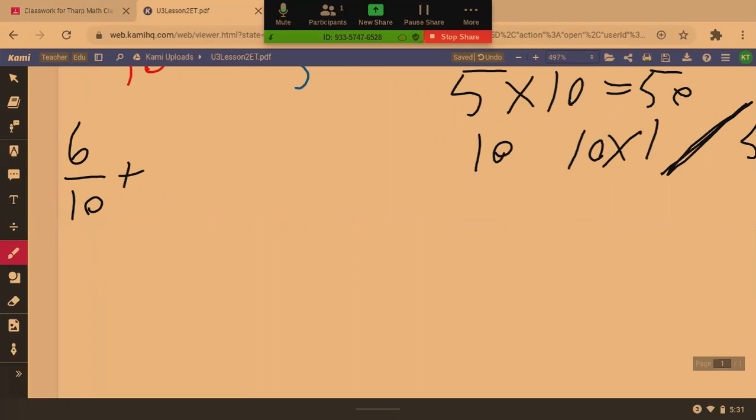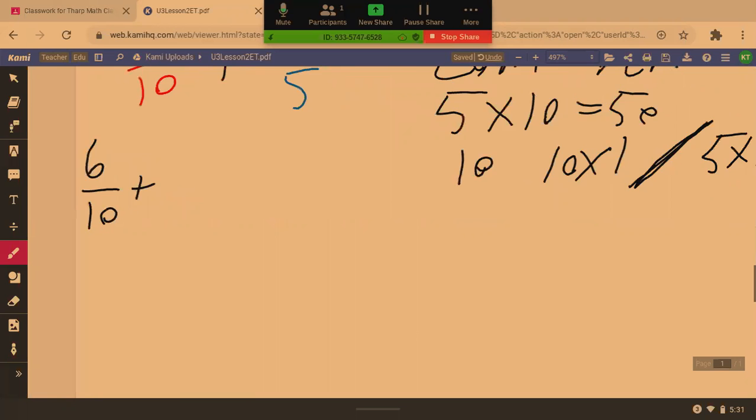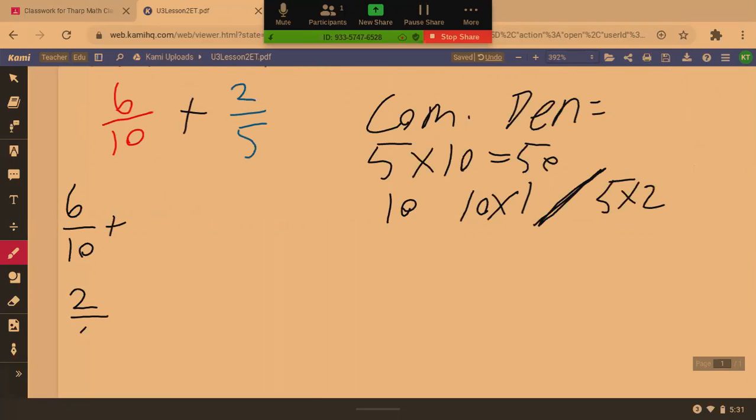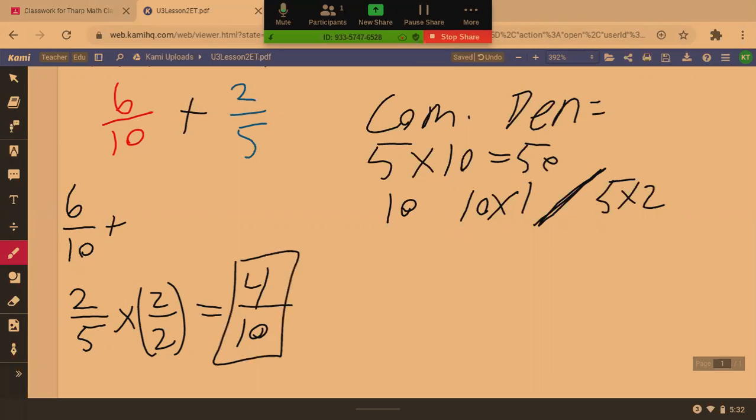So 6 over 10 is good. It already has the common denominator. We don't need to do any manipulation. So I'm going to spend my time with 2 over 5. I'm going to multiply it by something, and the common denominator is 10. So what do I need to multiply 2 over 5 by to get 10? That is going to be 2. So whatever you do to the bottom, you do to the top. 5 times 2 equals 10. 2 times 2 equals 4. 4/10. Great job.